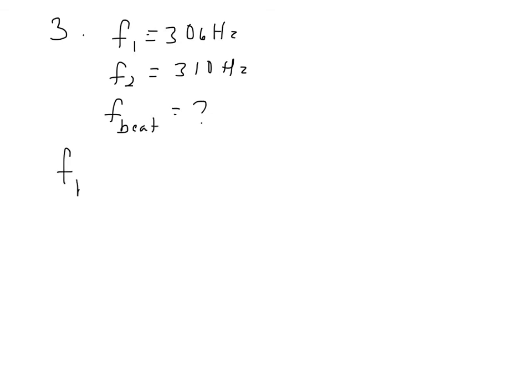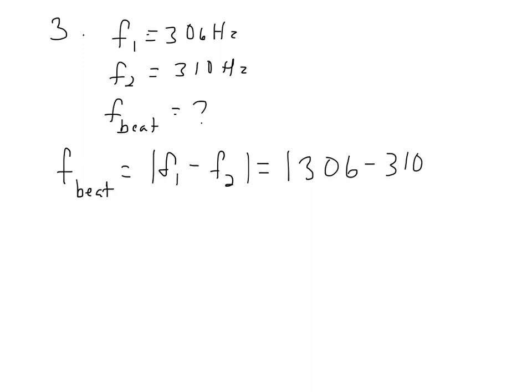So the equation here is f beat equals the absolute value of f1 minus f2. We substitute in there, we get 306 minus 310. I keep making brackets instead of absolute value signs. And with that math, we get -4, but since it's absolute value, we just get 4. The beat frequency is 4 hertz. So that's our answer.